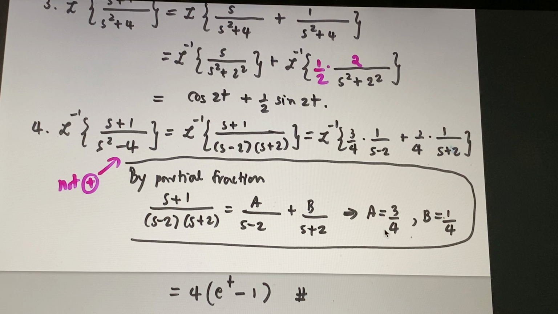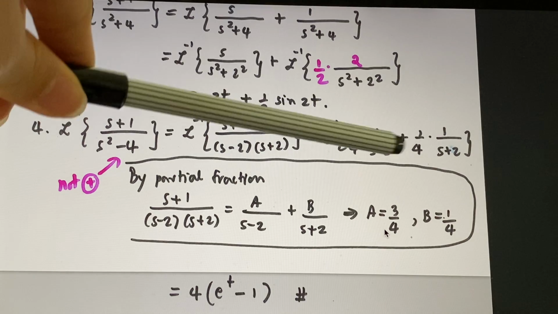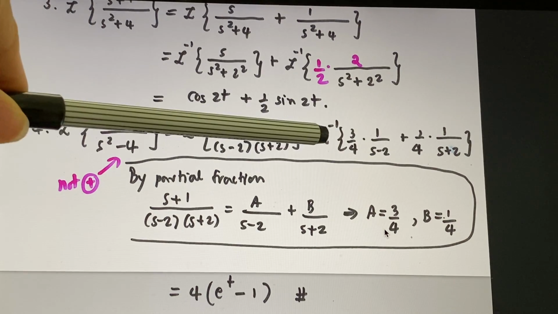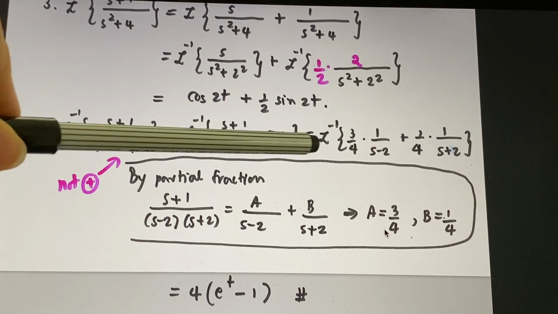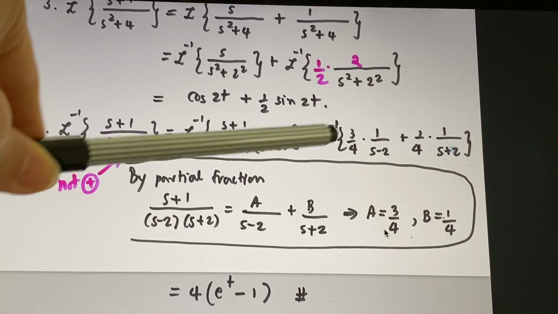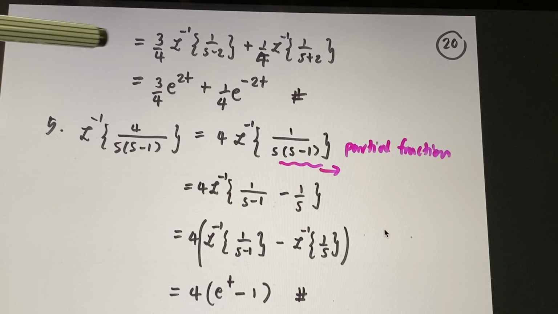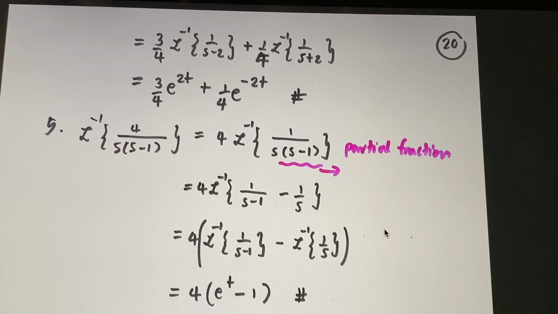After you plug in, because the Laplace transform has linearity, the inverse Laplace transform also has linearity too. I'm going to factor out 3/4 and then distribute the inverse Laplace to each term. This is what we got. See that? We have 3/4 times inverse Laplace of 1 over s minus 2, plus 1/4 times inverse Laplace of 1 over s plus 2.